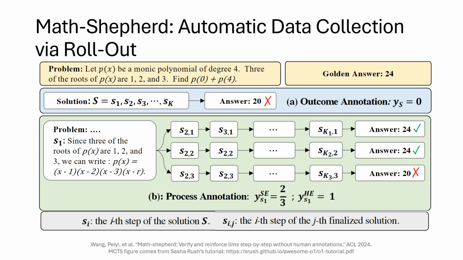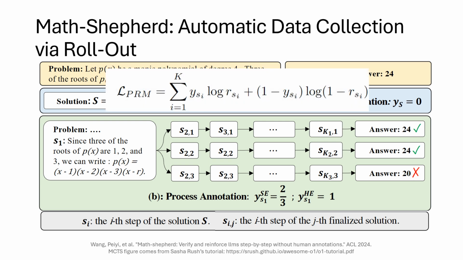And then we can cast the annotation in two ways. In the soft way, we compute the proportion of obtaining correct answers among all these rollouts. In the hard way, we just concern ourselves with whether any of these outputs would lead us to the correct answer. So this YSE and YHE explains the score utilizing rollouts as the supervision for the final answer. And after we have obtained this score, we can train the reward model using binary cross entropy.